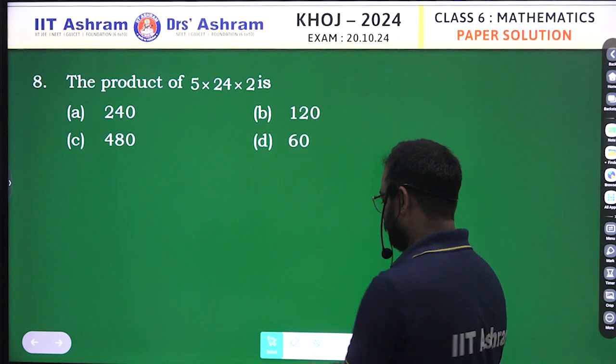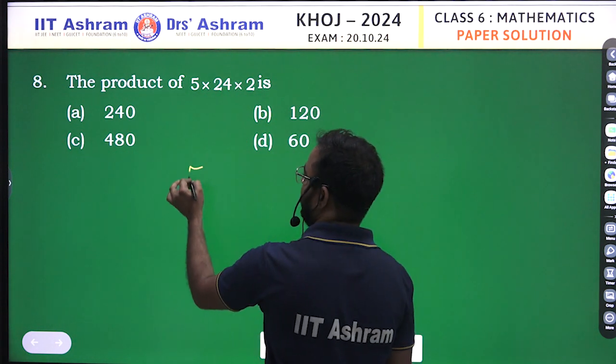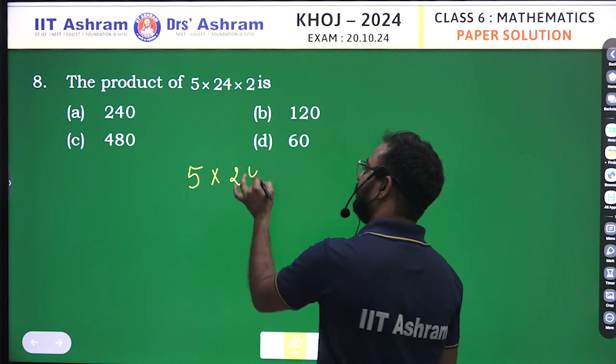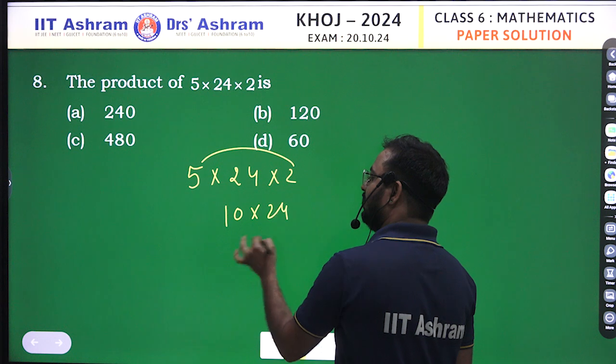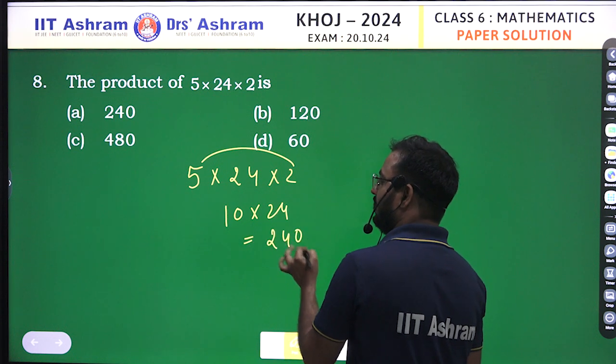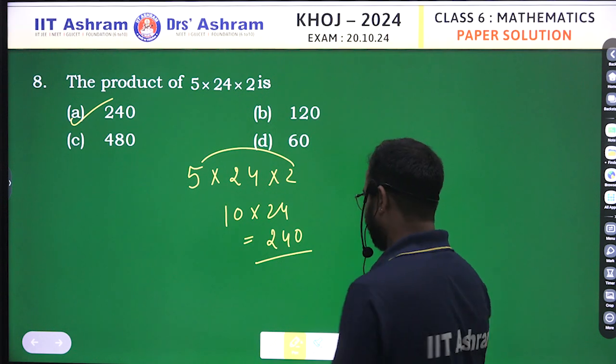Question number 8. Product of this 5 into 24 into 2. 5 2s are 10. 10 multiplied by 24, 240. So option number A is the right answer, 240.